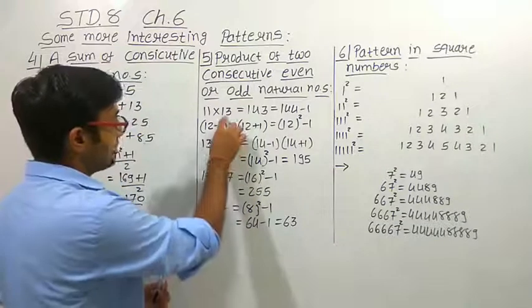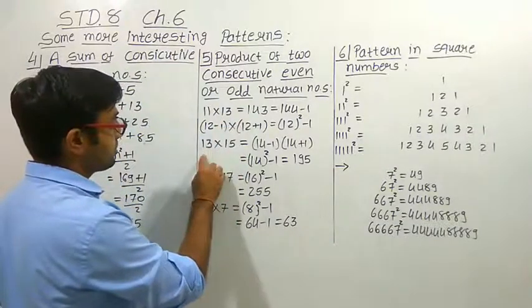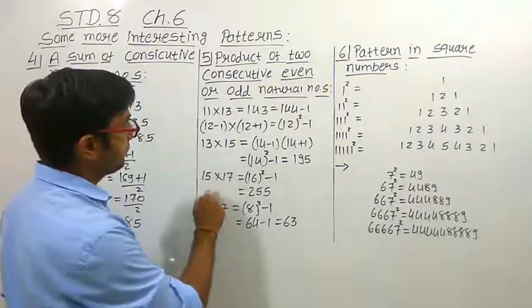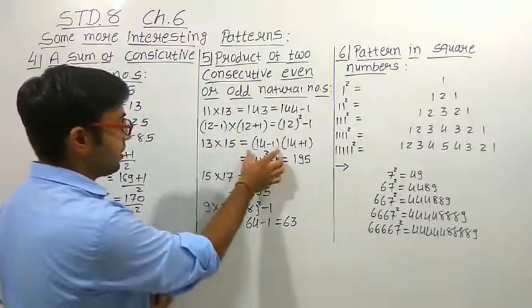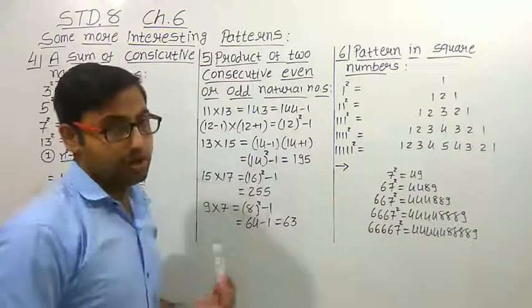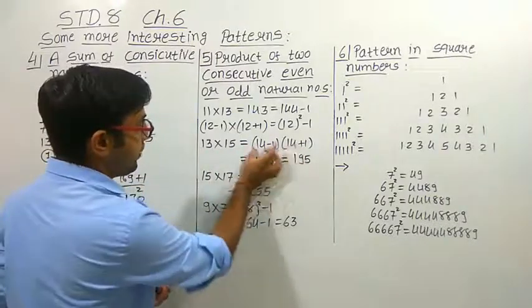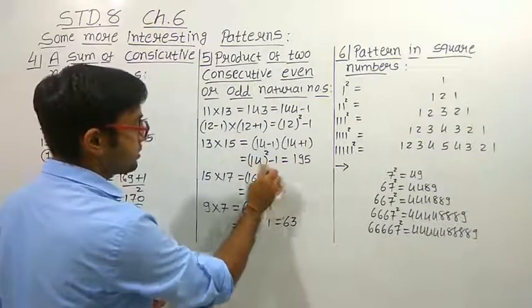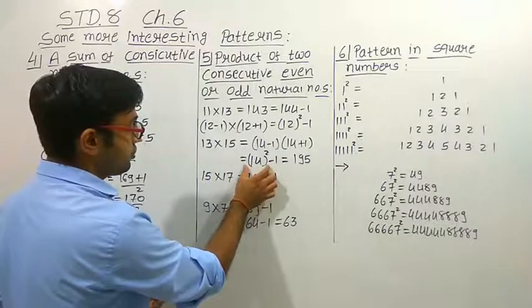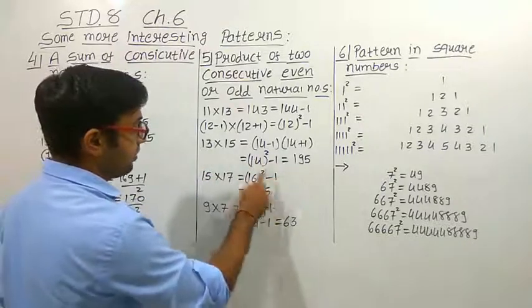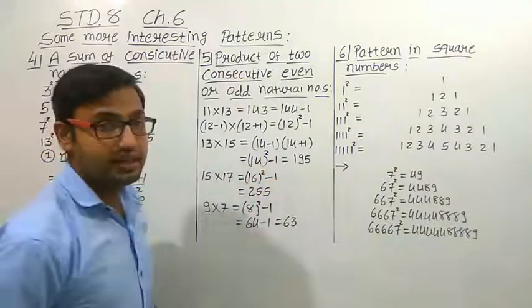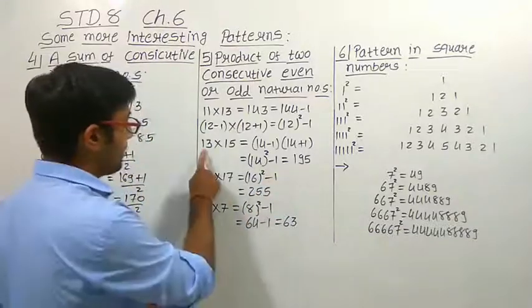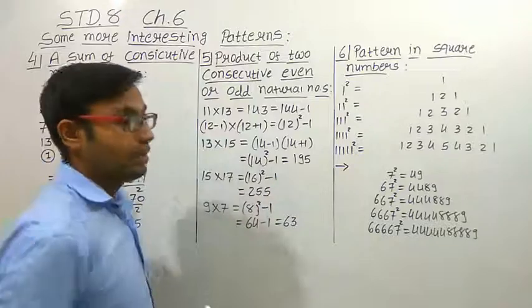See, now consider another two consecutive numbers, 13 and 15. When we multiply 13 and 15, we can write 13 as 14 minus 1 and 15 as 14 plus 1. So 14 square minus 1 square, that is 1. We know 14 square is 196, and 196 minus 1 is 195. So when we multiply 13 and 15, we get 195.